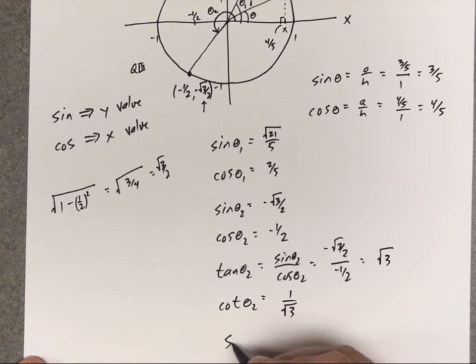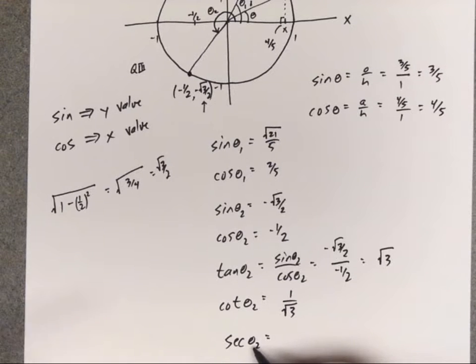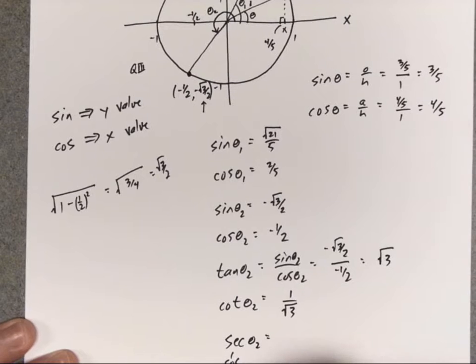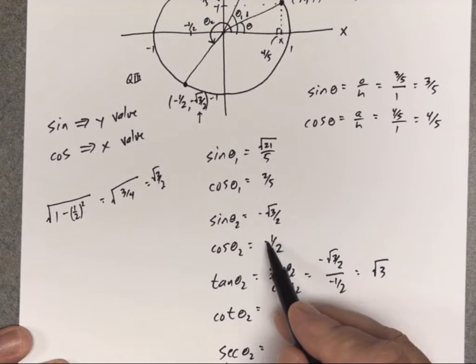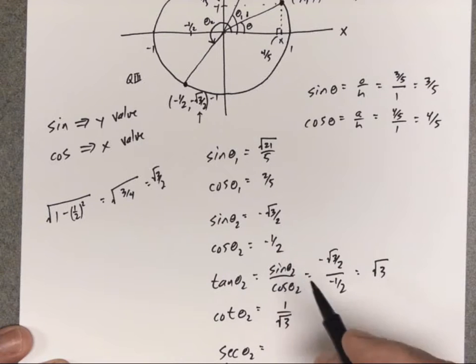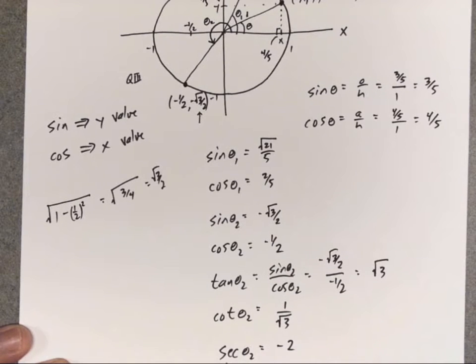How about the secant of theta? Well, I know the secant is a reciprocal, so I just have to flip the cosine. Remember, secant goes with cosine. I know my cosine was negative 1/2. If I flip it, it's just negative 2.